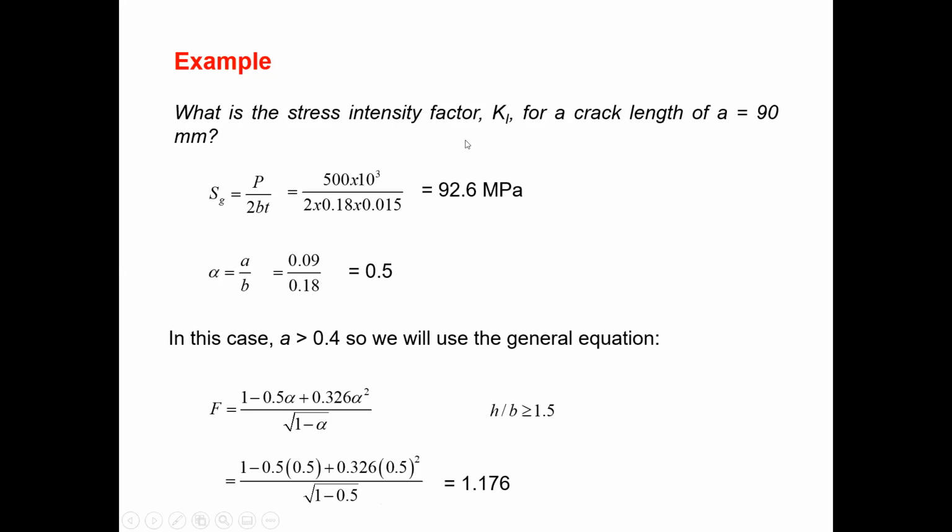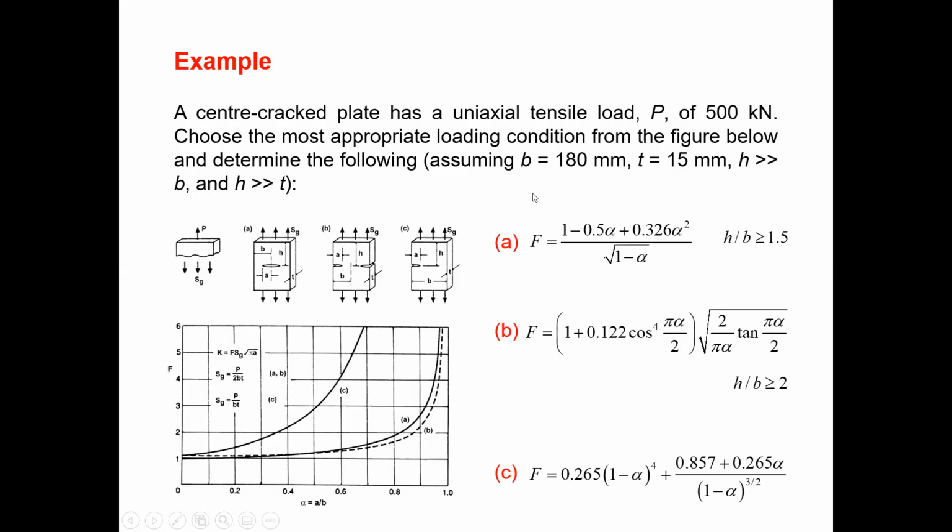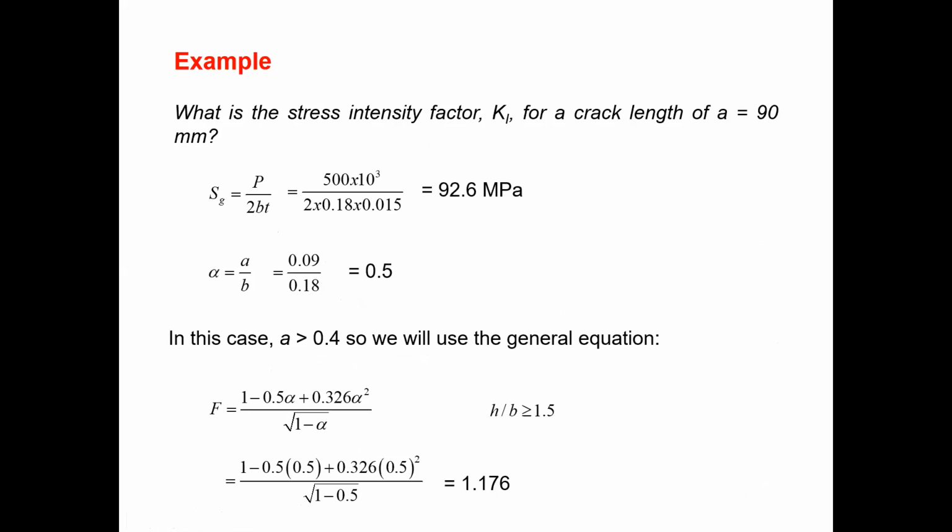And what is the stress intensity factor Ki for the crack length if it is equal to 90 millimeter? 90. So same case, you can calculate, it will give the same value again, not change. And the alpha ratio will be changed.